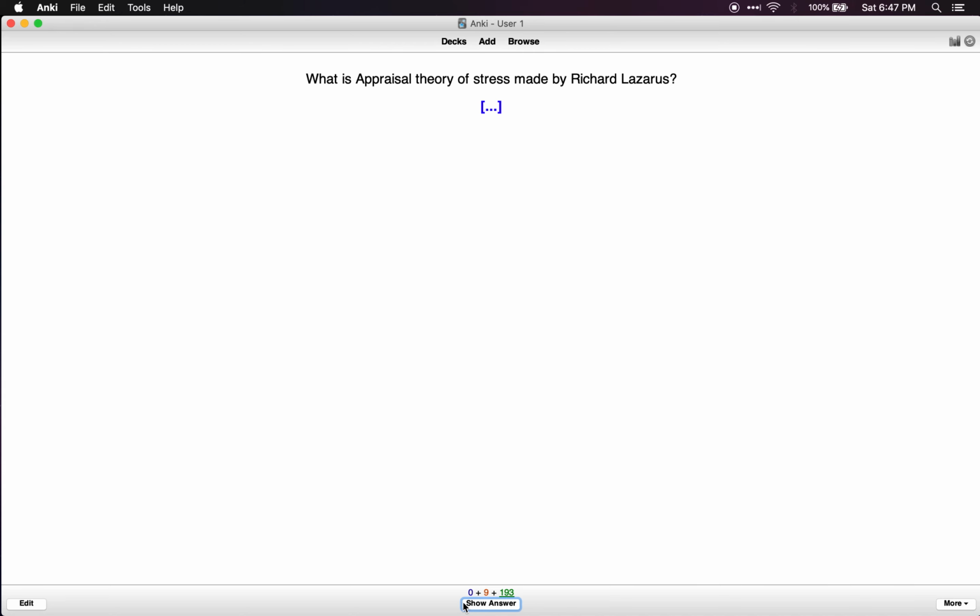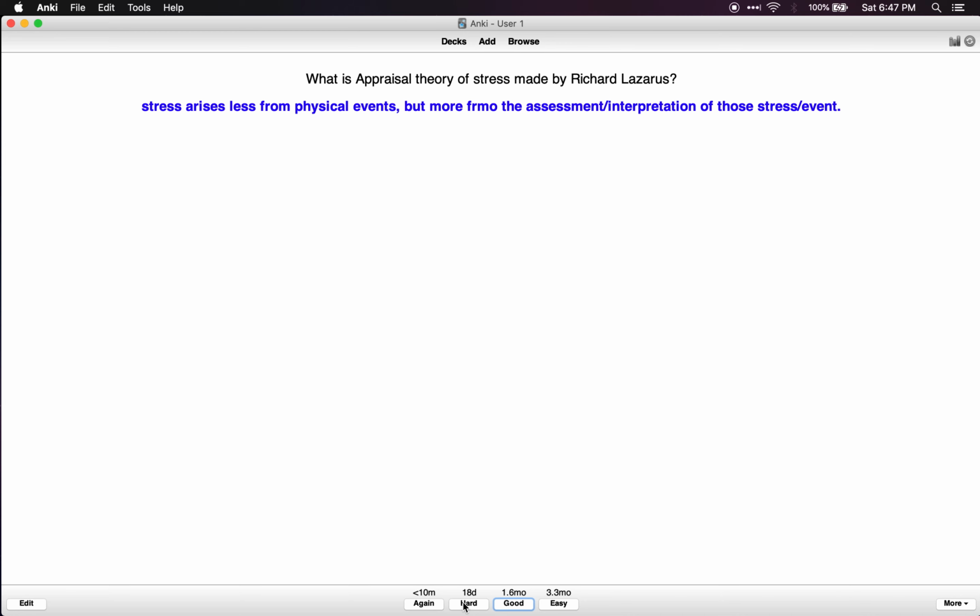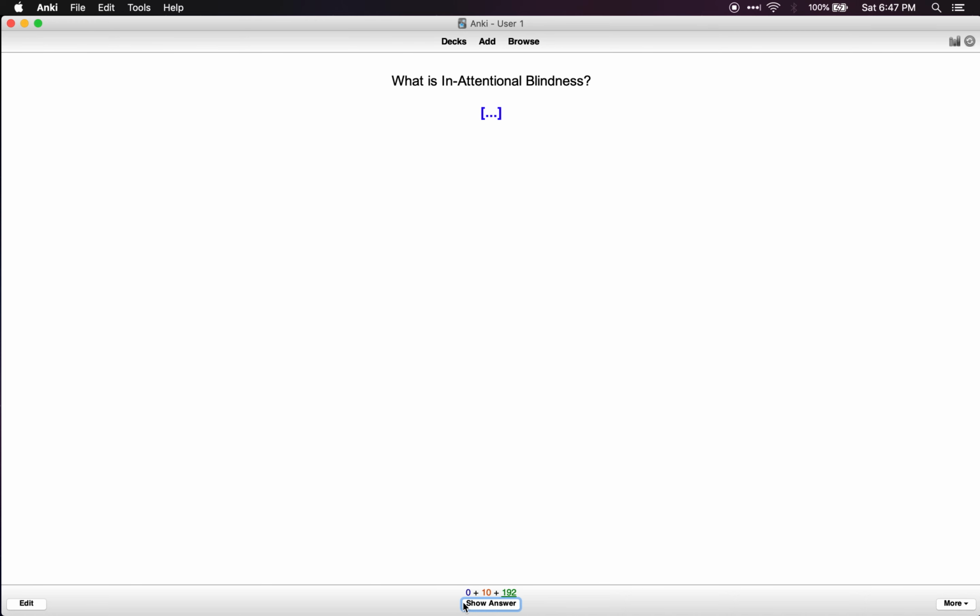Which appraisal theory of stress was made by Richard Lazarus? Stress arises less from physical events, but more from the assessment and interpretation of those events.